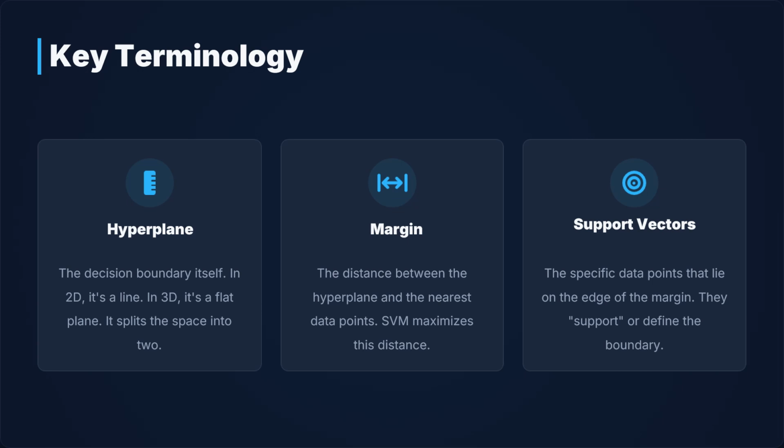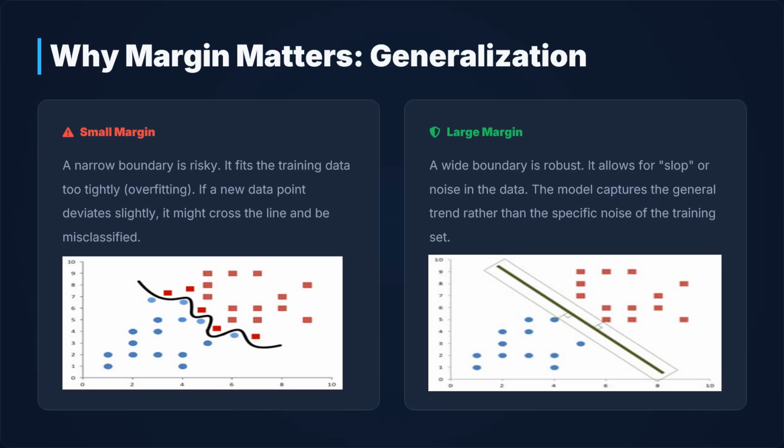And for support vectors, they are the most important data points. They are the ones closest to the boundary, the pillars holding up our street. Interestingly, SVM only cares about these specific points. The rest of the data doesn't actually change the line. Now let's look at why these margins matter.